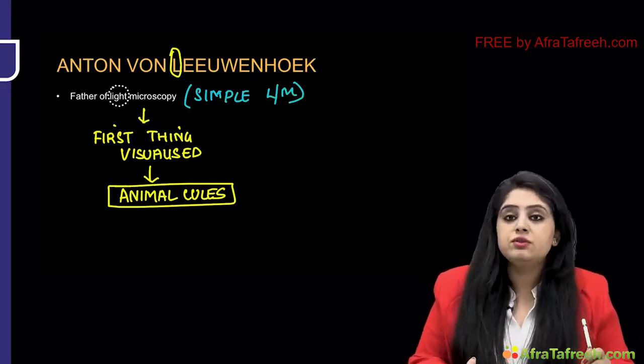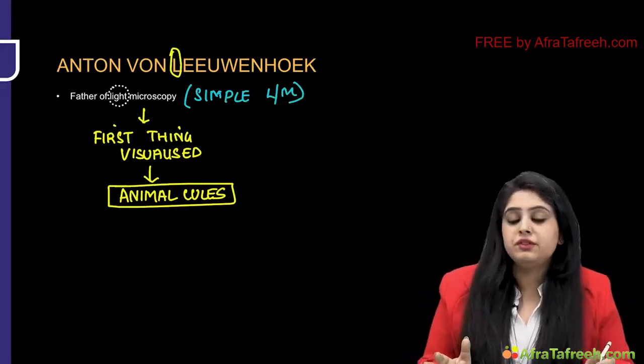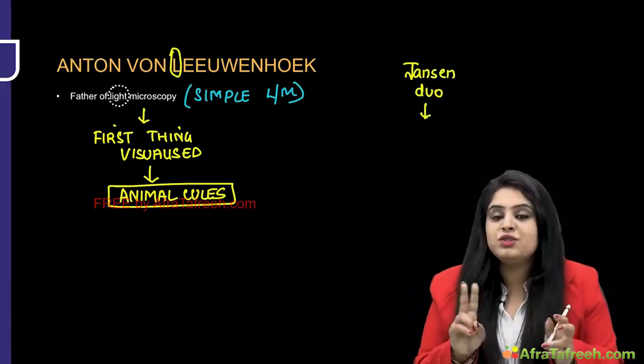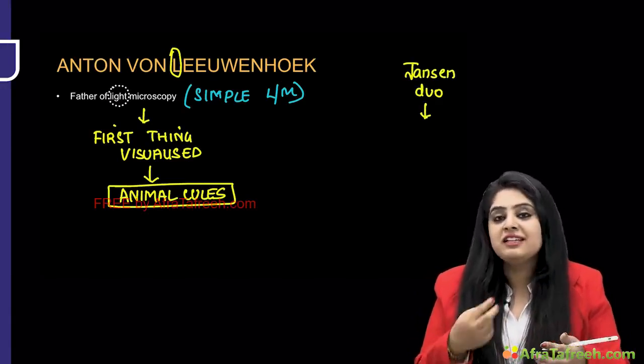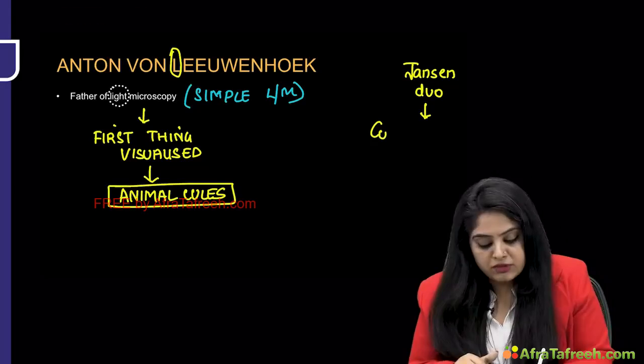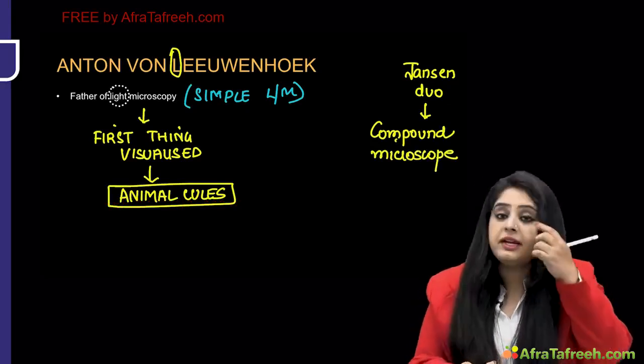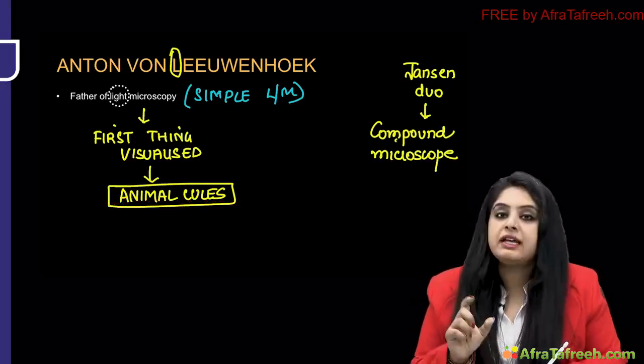I'm just telling you a little bit of detail. There were the Janssen duo, the Janssen brothers. They are the ones who actually gave us the compound microscope. So the duo, two people, they gave us the two-eyed microscope, which is the compound microscope. I'm only telling you this if you're aiming for slightly higher exams, right? Okay, moving on. Now we have the light microscope done.